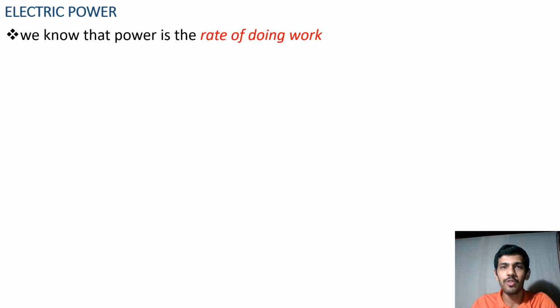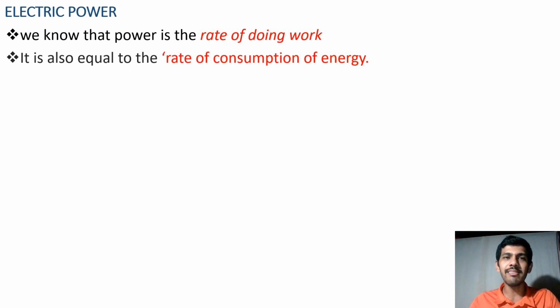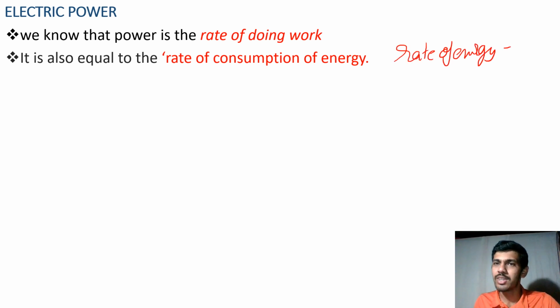So we already know from our earlier classes, power is nothing but the rate of doing work. That means the rate at which the work is done. We know that work is a form of energy. That is why, in other words, I can write it as rate of consumption of energy. What is the meaning of rate? The rate means something divided by time. Rate of energy consumption can be written as energy divided by time. That means the rate at which the energy is consumed.